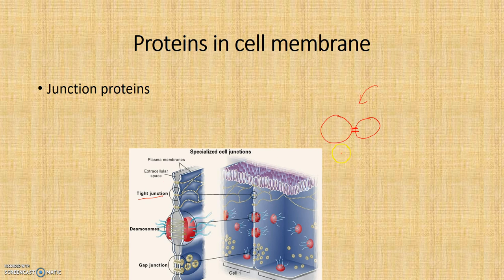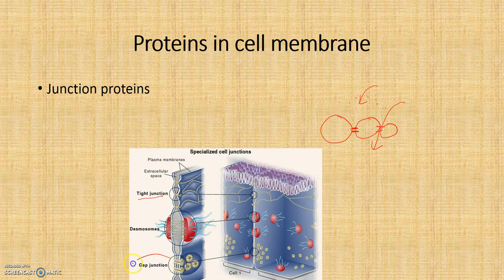For example, we can see tight junctions lining our digestive tract, for example our stomach. Because of these tight junctions, the digestive juices in here are not going to seep down through and destroy the other parts of our abdomen.